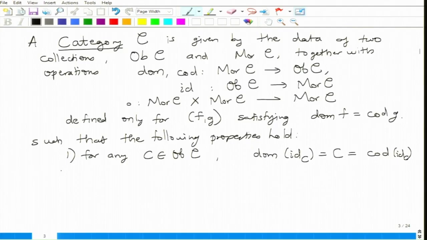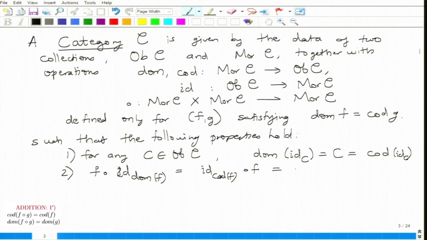Okay. What else? You are talking about composition, so let's introduce them. So F composed with identity of domain F is equal to what can you say? Identity of codomain F, okay. Composed with F is equal to F for each F in Mor C. Okay. So identities are actually local identities. They behave nicely wherever we want them. So they are left and right identities appropriately for these morphisms.